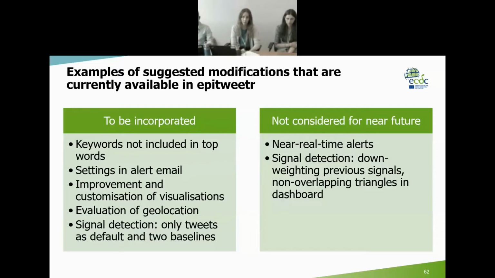A couple of examples as well, or 3 actually, on those that should be incorporated with some discussion, were about the near real-time alert and the signal detection, with some specifications there. So the inclusion of the downweighting of previous signals. This will allow small signals after big peaks to still be detected. And as I mentioned, the triangles in the dashboard.